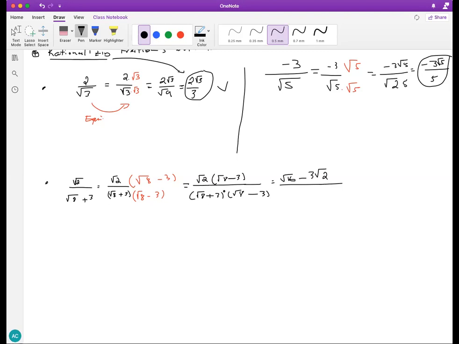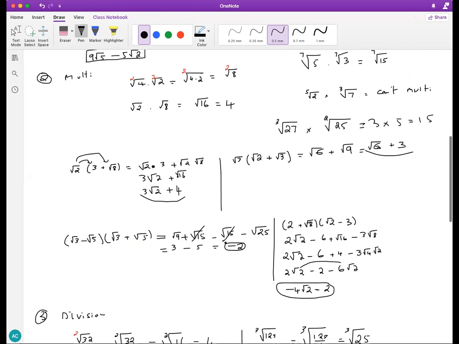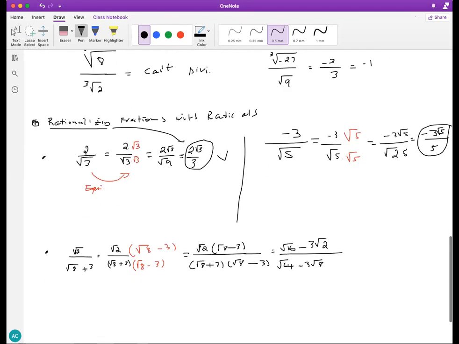Now at the bottom, we have radical 8 times radical 8. That's radical 64. Radical 8 times negative 3, so it's negative 3 radical 8. Professor, I have a question. This is a plus b multiply a minus b, so can we use the formula? If you want to do the formula right away, that's fine. But since we're doing a multiplication, we'd rather do it the traditional way, like this. But you can use the formula.